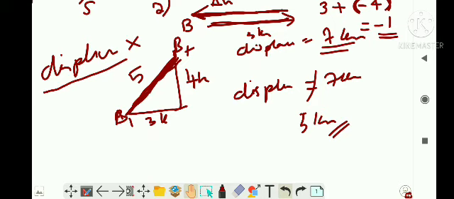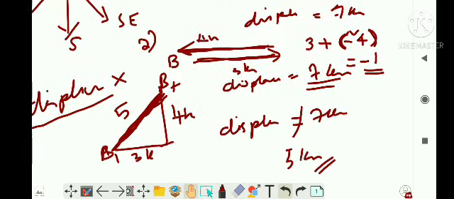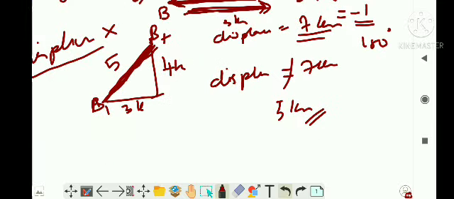So I can say in the first case, what was the angle between this position and this position? Between 3 and 4 kilometers, the angle is 0 degrees. In the second case, what is the angle between 3 and 4 kilometers? It is 180 degrees, right? This is in this direction, this is in this direction. Whereas in the third case, what is the angle between the two displacements for 3 and 4? It is 90 degrees.